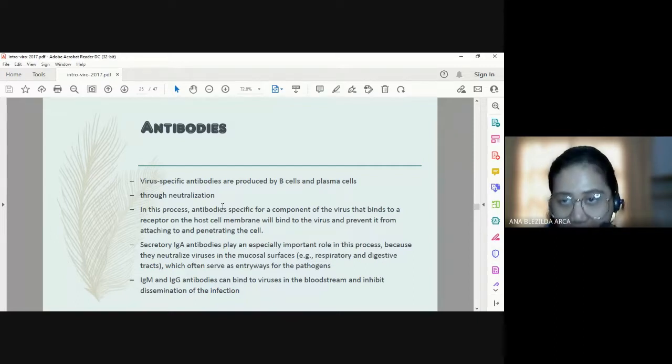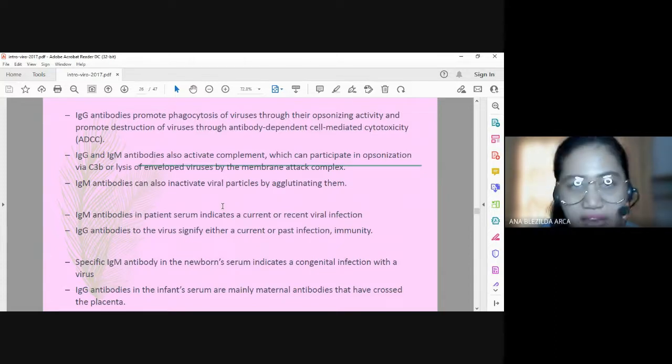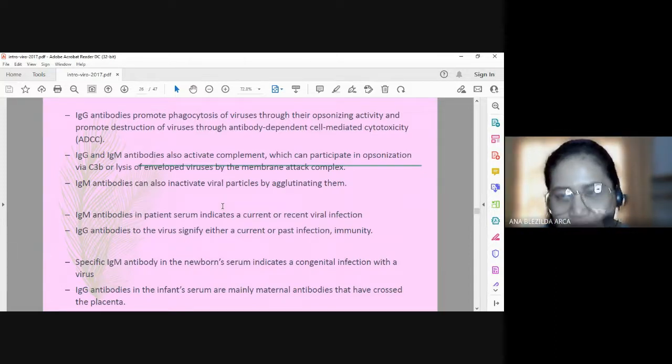Sila yung mga tagahuli ng mga virus na nabuo sa system mo. Now, your IgG antibodies, they are the ones that promote phagocytosis of viruses through opsonization and promote destruction of viruses through antibody-dependent cell-mediated cytotoxicity. Ibig sabihin ng class, kapag nahuli na ni IgG si virus, then susunod na yung mga phagocytes mo. So, andyan na sa neutrophil. Papasok na sa neutrophil sa eksena, kakainin niya yung mga nahuli ni IgG.